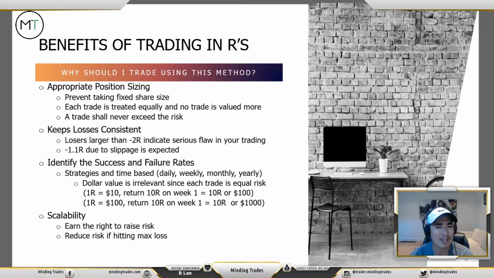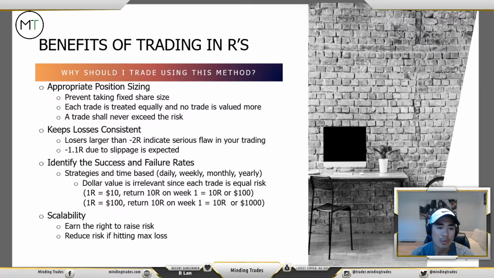How does that make sense? No trade should be valued more. Even if the setup's there, no trade is valued more, right? This is a game of probabilities. And that also follows into the next step. No trade shall ever exceed that risk, right? So keep that in mind.